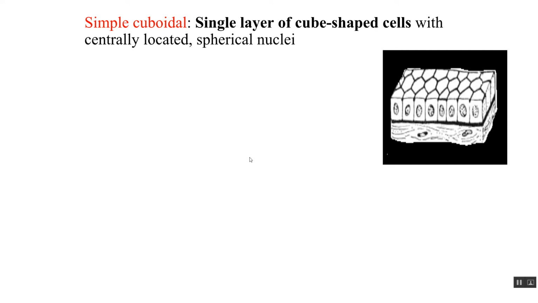So that is a single layer of cube-shaped cells, which are centrally located. They have spherical nuclei. So again, simple means one layer, or single layer, cuboidal, cube-like cells. Function, why do we need them? They help with secretion and absorption. Where are we going to find them?